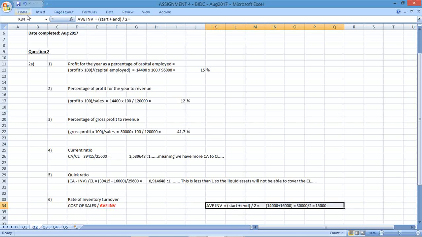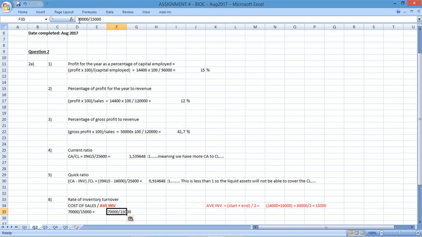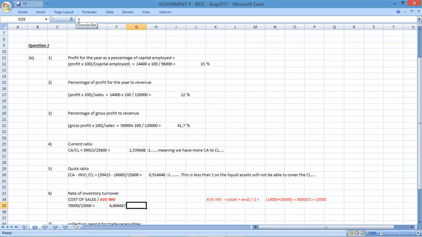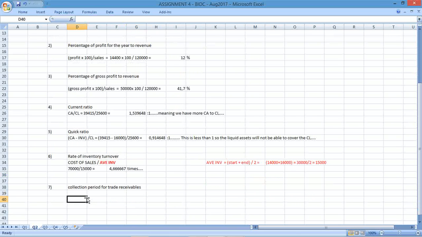So now I've got a measure, I just need to substitute in. So my cost of sales from the question, what was it? It was 70,000. So 70,000 divided by 15,000 equals an amount representing the rate of inventory turnover. So let's see what that is. 4.66 times, okay, in terms of the rates. So we're on average selling inventory 4.6666 times per year, based on the information that we've got in that particular question.